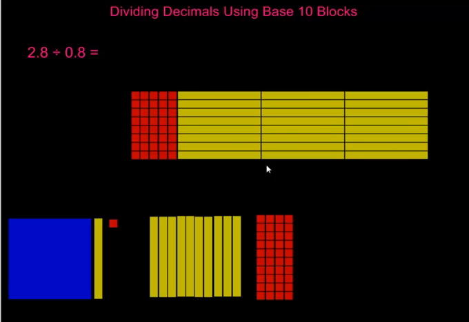It's one uniform rectangle. So now, how we look at this when we divide is we simply count what we have. We have 1, 2, 3. So we have 3 big sections, and then we have smaller sections. We have 1, 2, 3, 4, 5. So our answer is 3.5. And that's how you divide decimals using base 10 blocks.